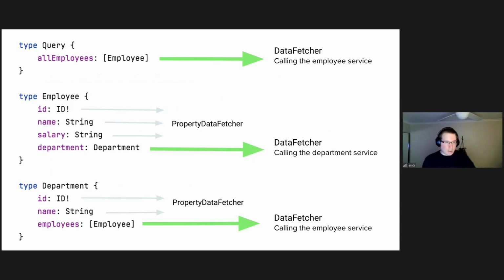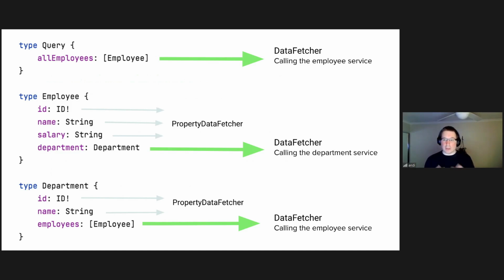Okay, so this is what I said earlier. Every field in your schema has a data fetcher associated with it. And normally you would not define a custom data fetcher for every field. So this is a quite realistic example for the employee schema we saw already. We defined 3 different data fetchers here: for the all employees field on the top level query, for the department for each employee, and then again for the employees of each department. So these are the 3 data fetchers we defined ourselves.